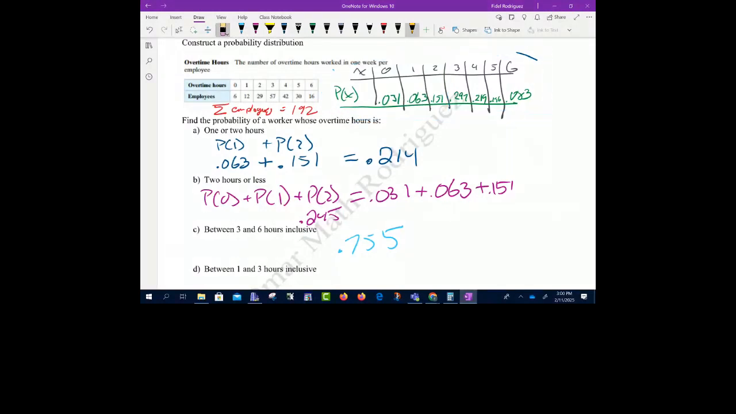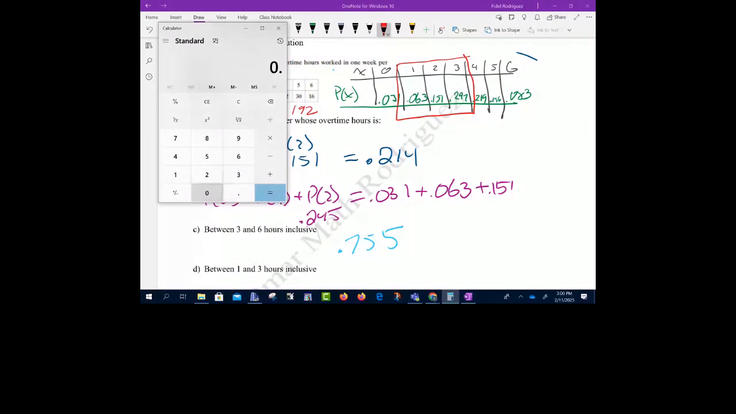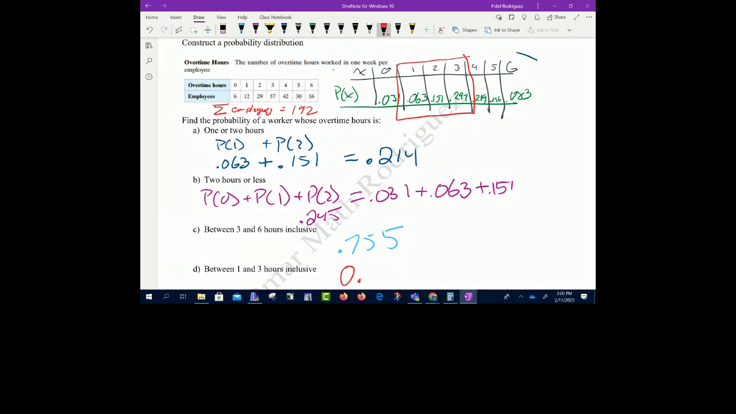Okay. And then between 1 and 3 hours inclusive, y'all, I'm just going to look at these folks, right? 0.063, 0.151, and 0.297. Okay. And I'm coming up with 0.511. There we go.